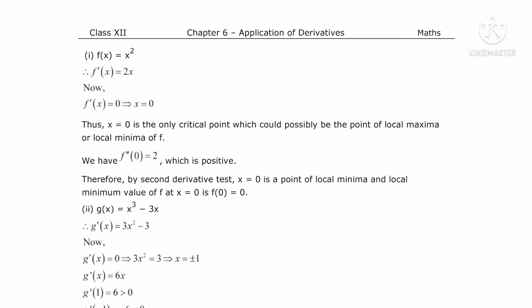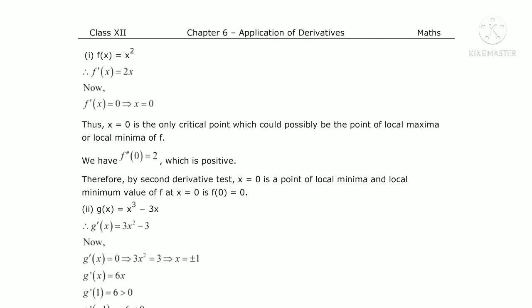So when we write g dash equal to 0, in place of g dash we have to put the function 3x square minus 3, and then what we get here is x equal to plus minus 1. From here we get two critical points: one is x equal to 1, another one is x equal to minus 1.